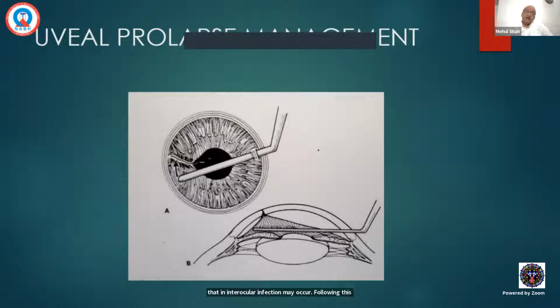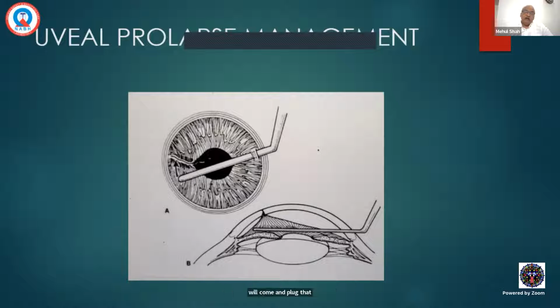Important is to understand how to manage the uveal tissue which is prolapsing through the wound, because uvea is again a policeman of the anterior chamber, like omentum is a policeman of the abdomen. So wherever there is a gap, iris will come and plug that area.